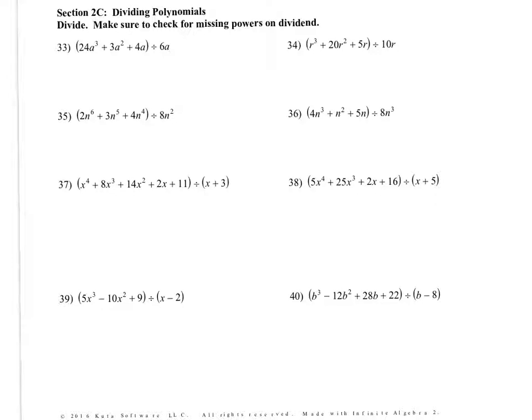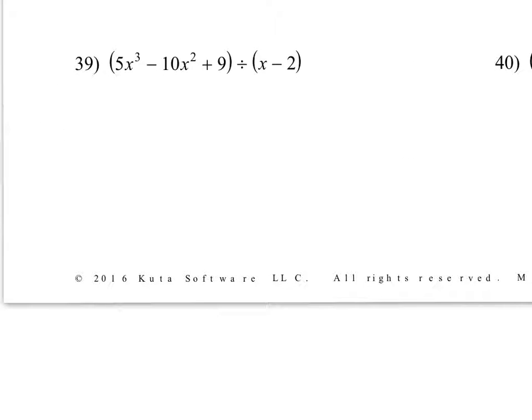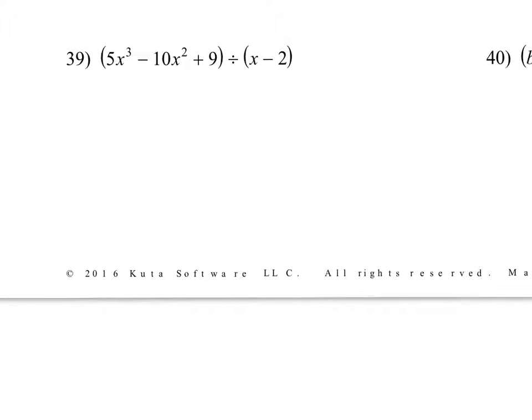So I'm going to do number 39. Let me make 39 a little bit bigger. I'm going to show you synthetic division first. We're dividing by this binomial x minus 2. In synthetic division, this is how you set it up. You do a little backwards L, and inside it you put the opposite of whatever the constant is on the binomial you're dividing by. That's a minus 2, so I put a positive 2 inside here.